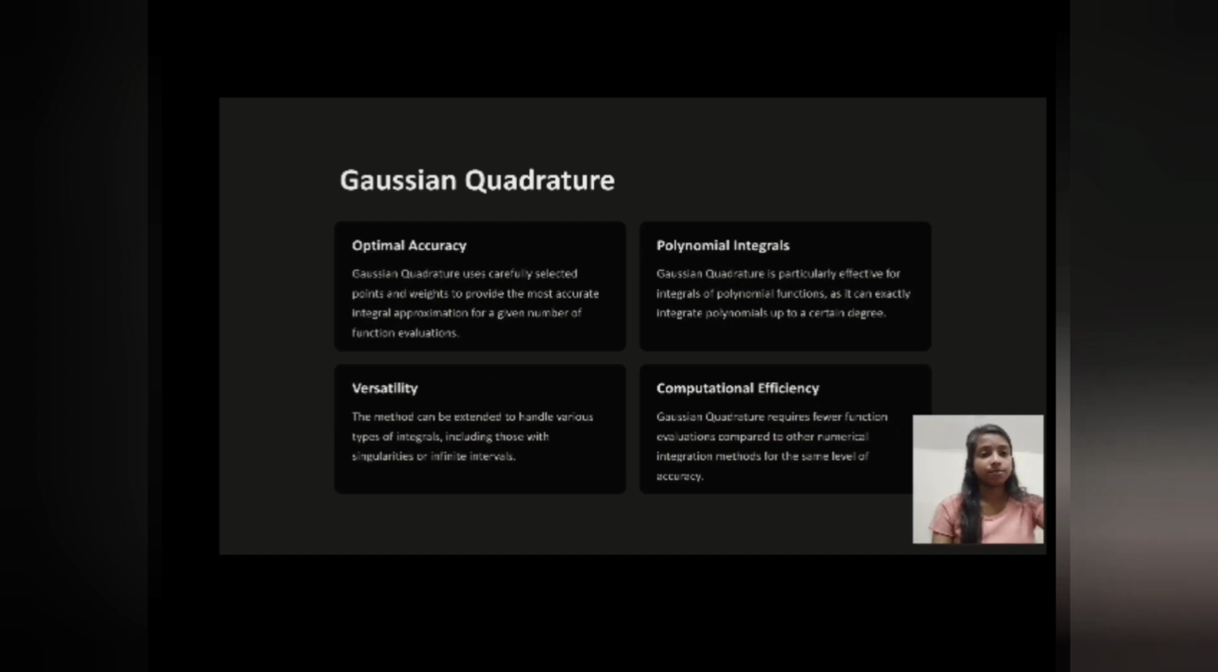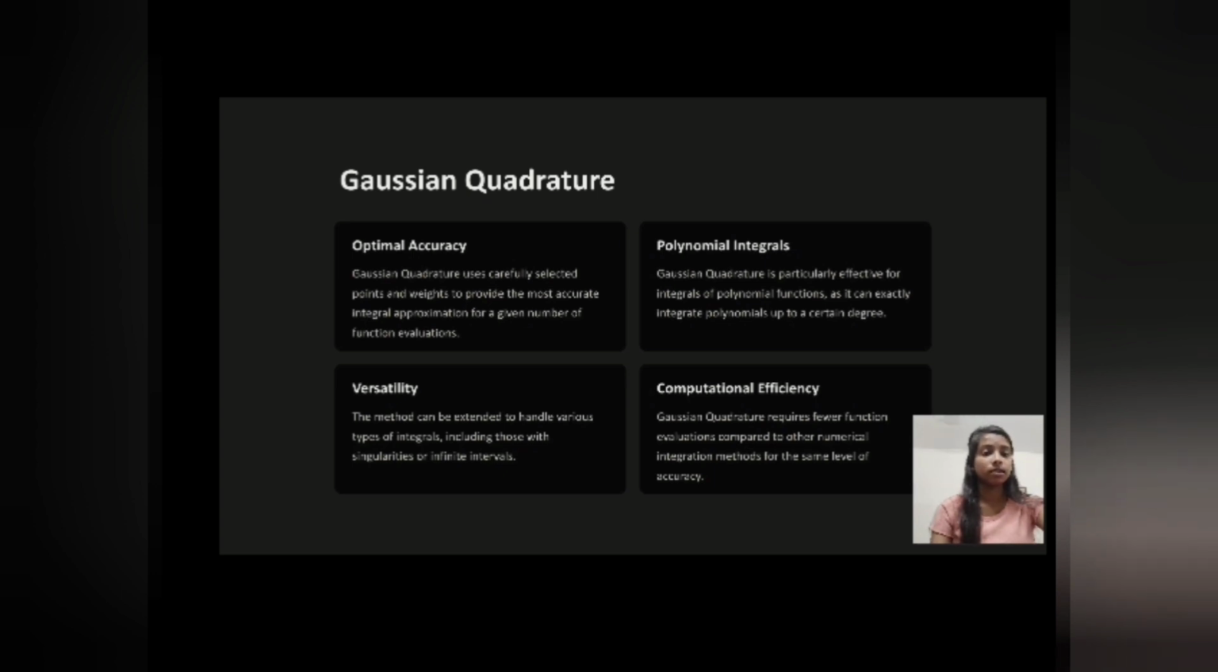Gaussian quadrature. Optimal accuracy: Gaussian quadrature uses carefully selected points and weights to provide the most accurate integral approximation for a given number of function evaluations. Versatility: the method can be extended to handle various types of integrals, including those with singularities and infinite intervals.